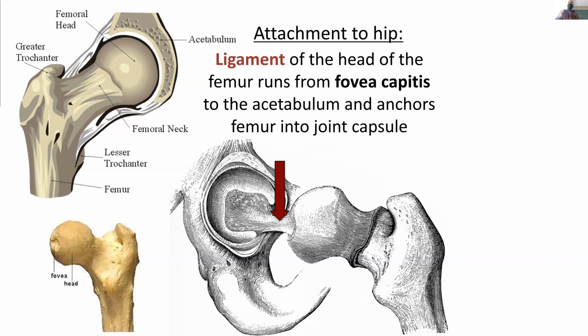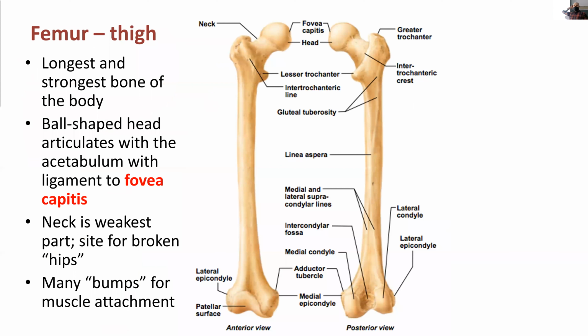All right, let's talk about the femur then. Let's get into some detail. Here is a femur from an anterior view on the left and a posterior view on the right. Working our way from superior to inferior, we can see the head of the femur is that ball-like feature. The fovea capitis is the rough spot on the head where that ligament attaches. We then have the neck between the head and the rest of the femur, and then we have features called the trochanters, a greater and lesser trochanter.